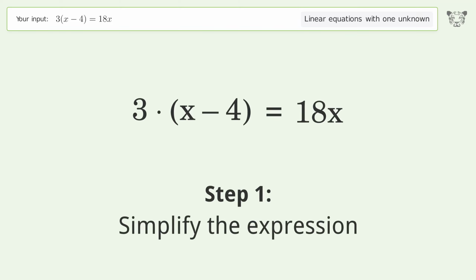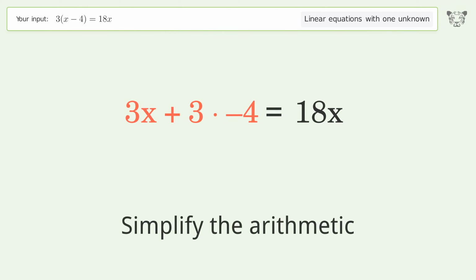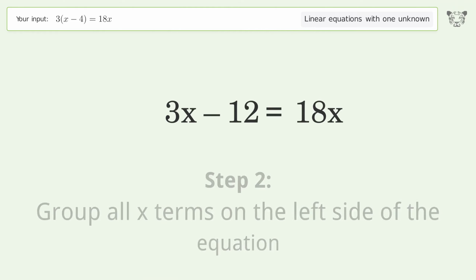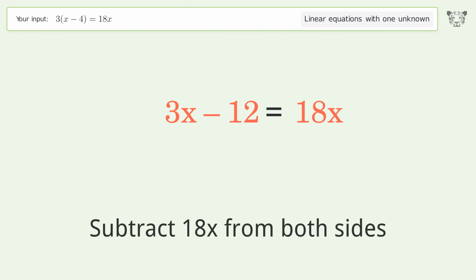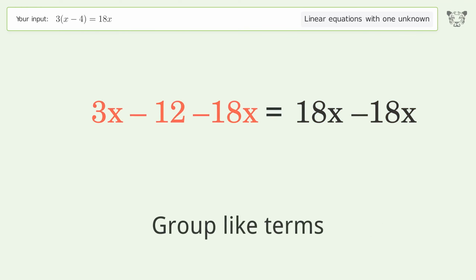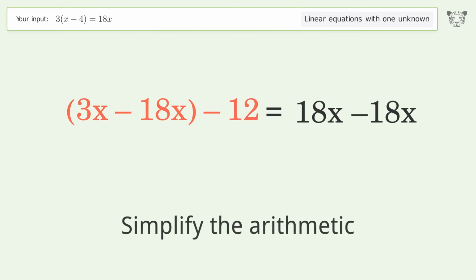Simplify the expression. Expand the parentheses. Simplify the arithmetic. Group all x terms on the left side of the equation. Subtract 18x from both sides. Group like terms. Simplify the arithmetic.